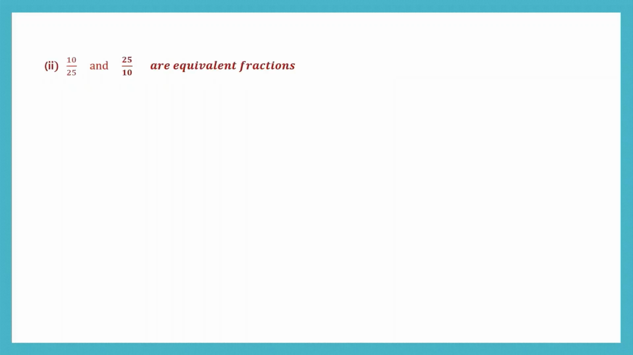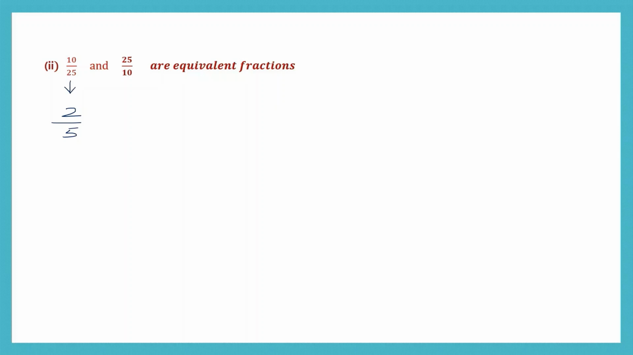Next one. 10 by 25 and 25 by 10 are equivalent fractions. Now let's find out. 10 by 25. Let's reduce it to the lowest term. Both are in the tables of 5, so let's use 5 to divide them. 5 into what is 10? 5 twos are 10. And in the denominator, 5 fives are 25. So what did we get? We got 2 by 5. So 10 by 25 has now become 2 by 5 when you reduce it to the lowest term.